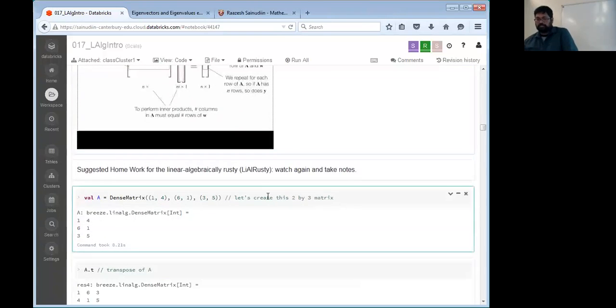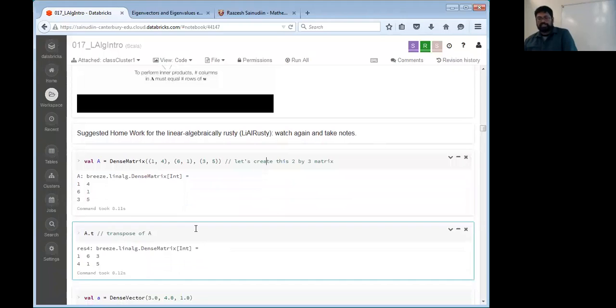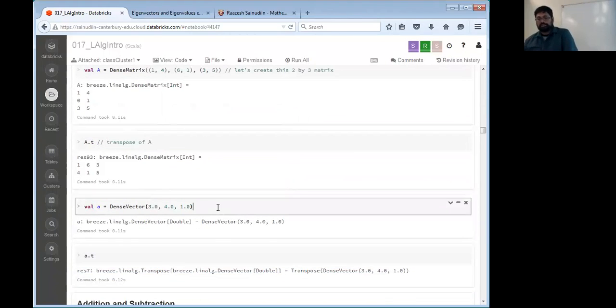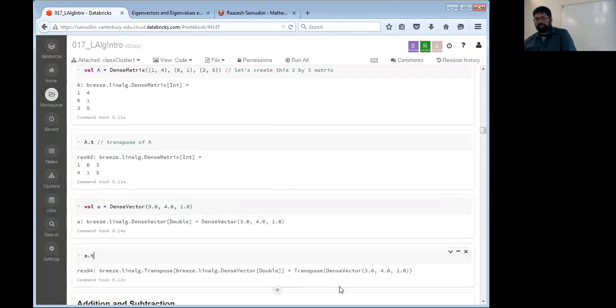Some of this may be boring for a lot of you, but this is for the linear algebraically rusty people. In fact, if I do some other kind of maths for a few months, I forget a lot of linear algebra, so I get rusty myself. So here's val A, a dense matrix: 1, 4, 6, 1, 3, 5. We can see it's a nice 2 by 3 matrix. I can do A.t, which is the Scala Breeze operator for the transpose. Let's flip it around nicely. Val A is DenseVector 3, 4, 1. Now I can ask what's the transpose of A, and it doesn't quite print it. It just says transpose of the dense vector.